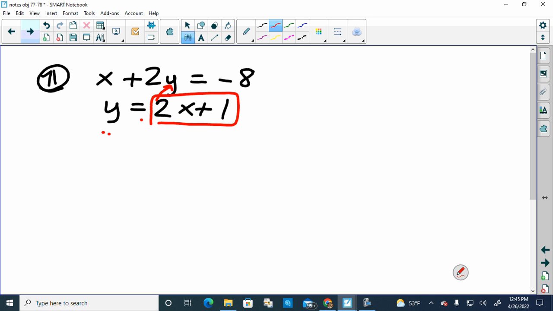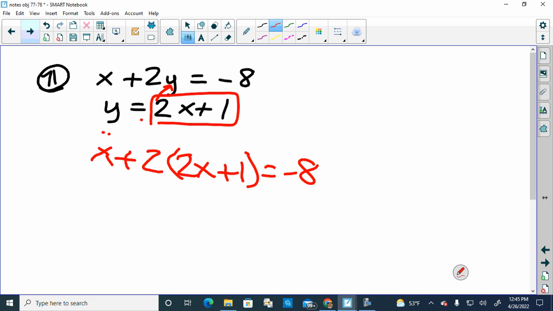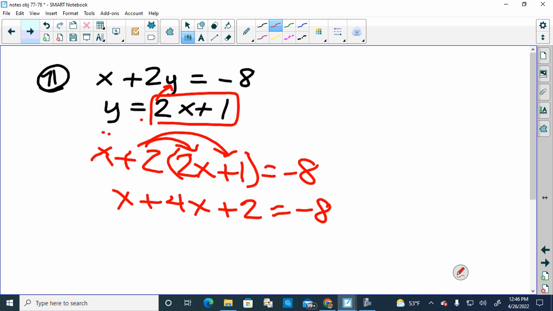So again, when the 2 and the y are next to each other, it means multiplication. Okay, so when we write it, we've got to write it as multiplication. Just replacing the y, because it was 2 times y. Well, I've got to now replace the y with that, so that means I need to distribute. Okay, so distributing that first. So I have x plus 4x plus 2 equals negative 8.